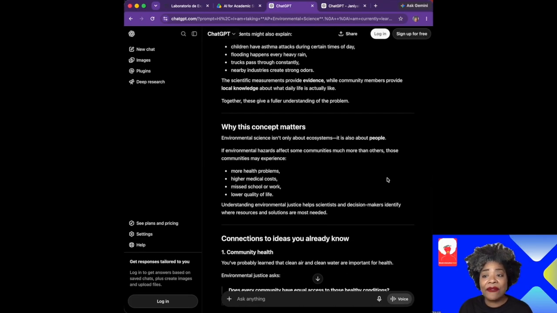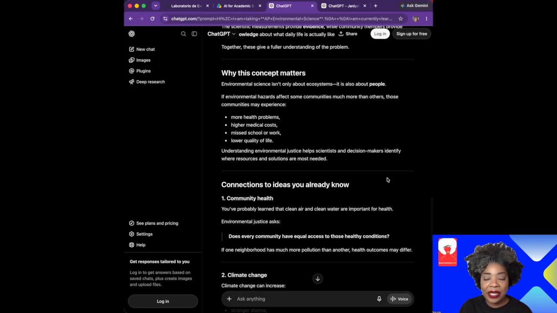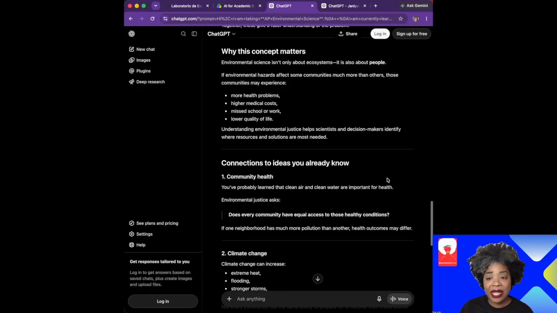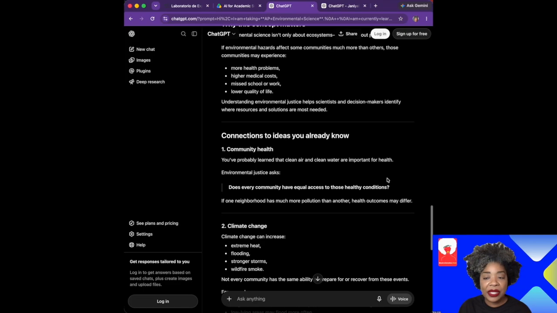Together, these give a fuller understanding of the problem. Why this concept matters: environmental science isn't only about ecosystems, it's also about people. If environmental hazards affect some communities more than others, those communities may experience more health problems, higher medical costs, missed school or work, lower quality of life. Understanding environmental justice helps scientists and decision makers identify where resources and solutions are most needed.